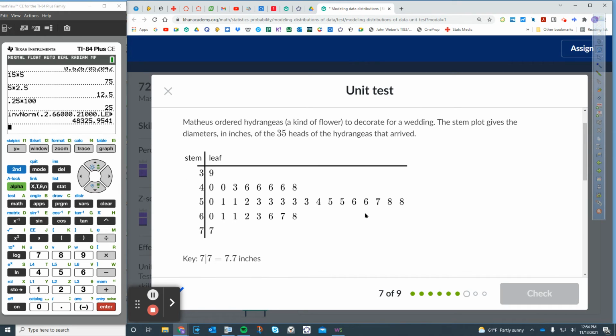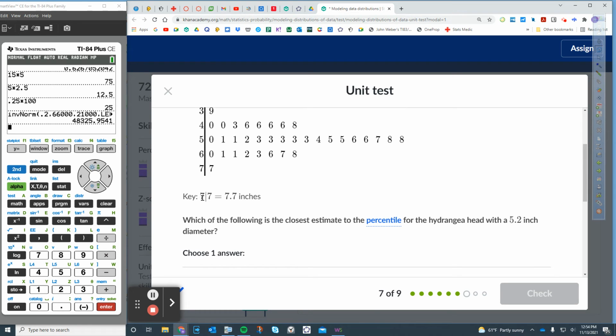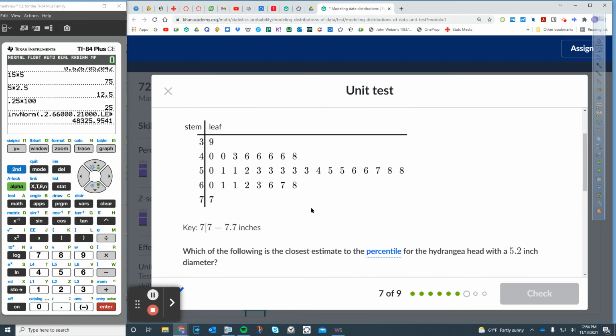Okay, Matthias ordered hydrangeas. It's a kind of nice flower, normally used to decorate for a wedding. The stem plot gives the diameters in inches of the 35 heads of the flower. So this is 35 heads, and it looks fairly symmetric. And the key is 7|7 means 7.7. So for example, this 6 and a 7 means 6.7, the diameter for this particular flower.